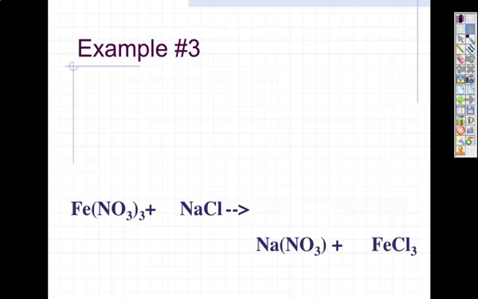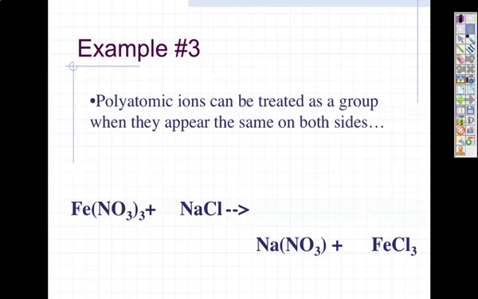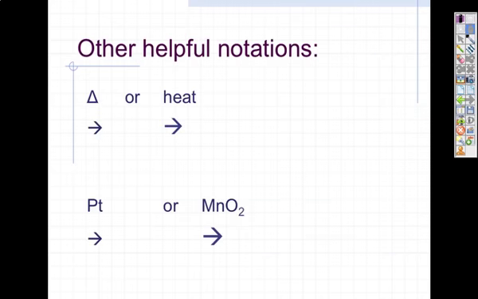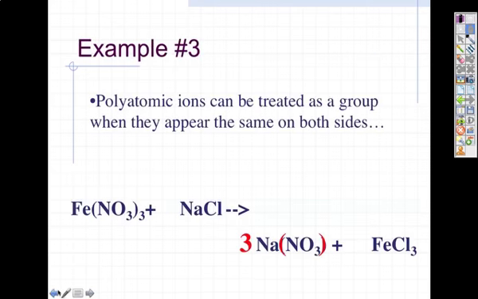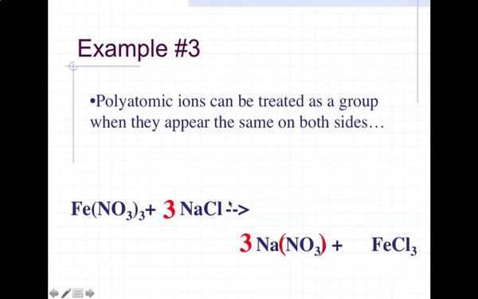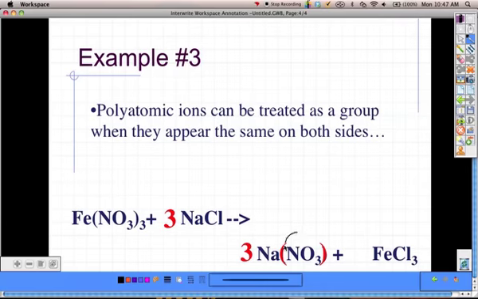Okay, this next one is a little special for us because we have a polyatomic ion group on both sides. And when it's the same on both sides, we can treat it as the same. So I can treat my NO3, since it's NO3 here and NO3 here. I see that I have an Fe, an NO3 group, an Na, and a Cl on both sides.